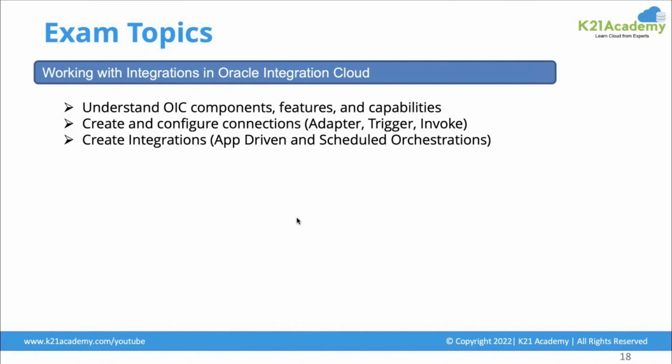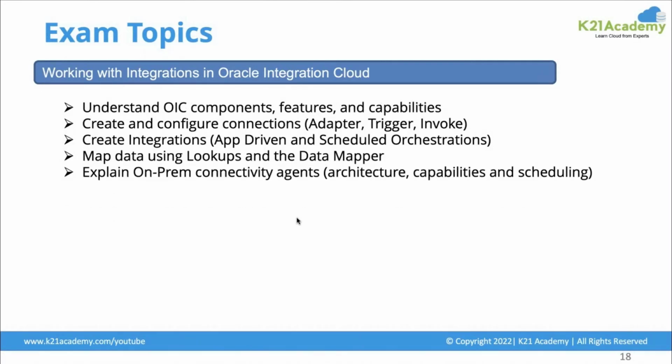When you create an app-driven orchestration or scheduled integration, you may need to provide certain options, so you need to be aware of it. When we create lookups, what are the options available after a lookup is created? For example, when we create a lookup, we can clone it, delete it, and export to CSV. When we do mapping, what are the options available, like the testing option, and can we map one source to multiple targets and vice versa? Such types of questions can be asked.